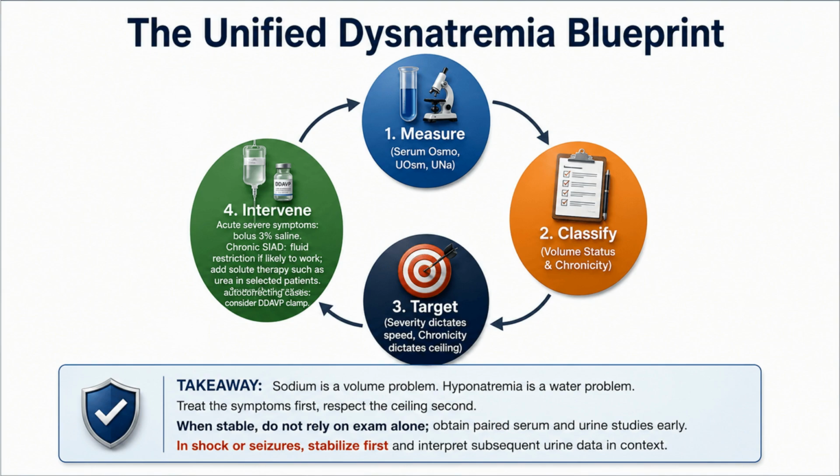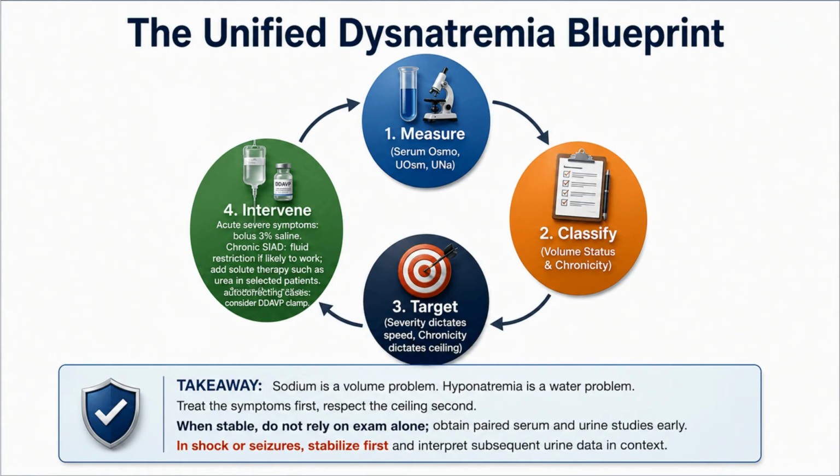Fourth, intervene. Acute severe symptoms get hypertonic saline. Chronic SIAD starts with fluid restriction when favorable, then solute strategies, then selected aquaretic therapy. Autocorrection risk may require desmopressin. The take-home line is worth repeating. Sodium is a volume problem, but hyponatremia is a water problem. In shock or seizures, stabilize first. When stable, do not rely on exam alone. Get paired studies early and interpret later data in context.